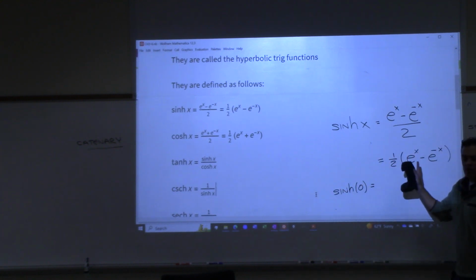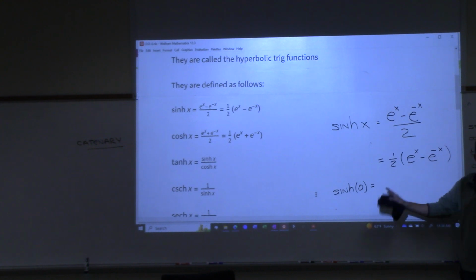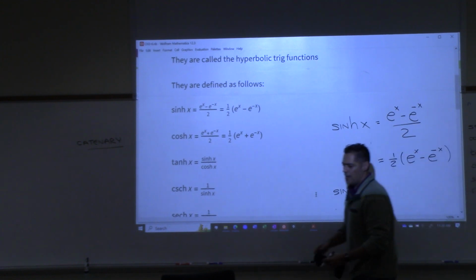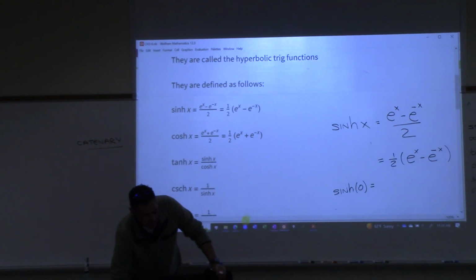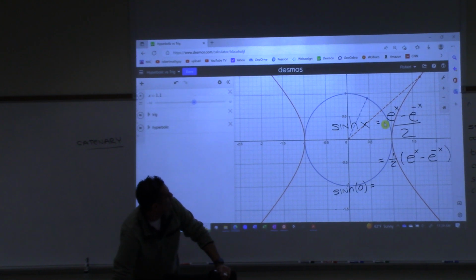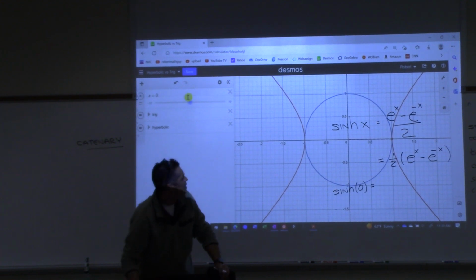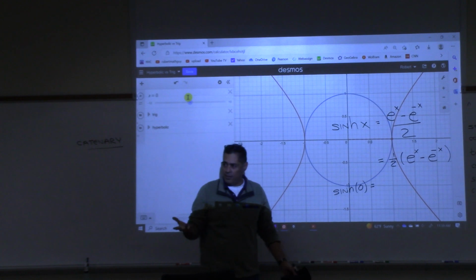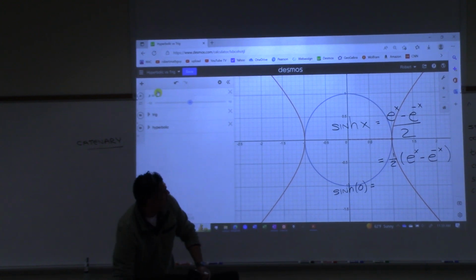Do you remember my picture a second ago? What did we say sine hyperbolic at 0 was? It was 0, right? On this picture, when I take the angle down to 0, this point, the y-coordinate is 0. So we should get 0 here.